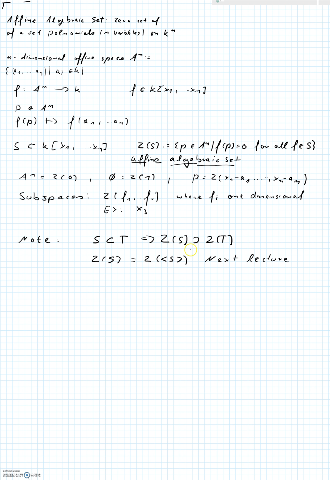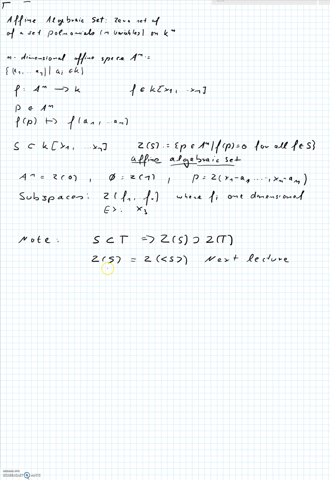This should be clear because for a point to be in Z(T) means that it is a common zero of all polynomials in T. Now T contains S, so this point is certainly a zero of all polynomials in S, which is just this statement.